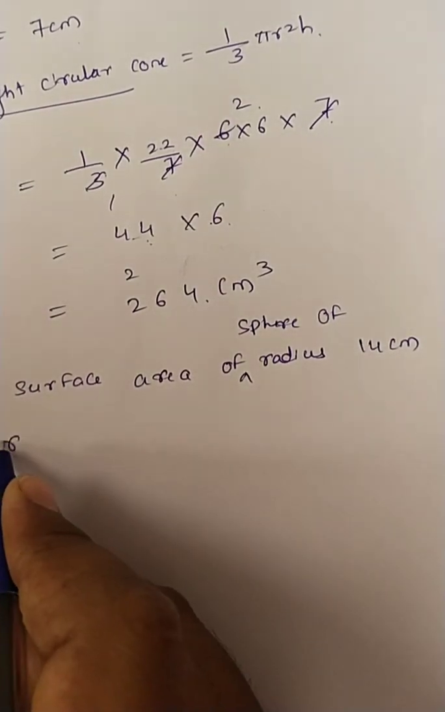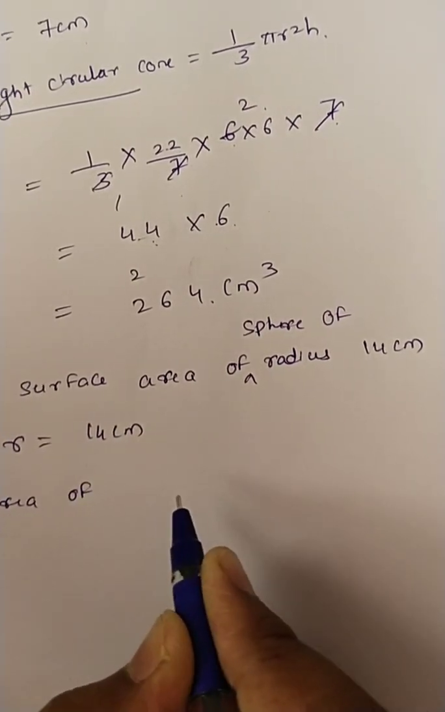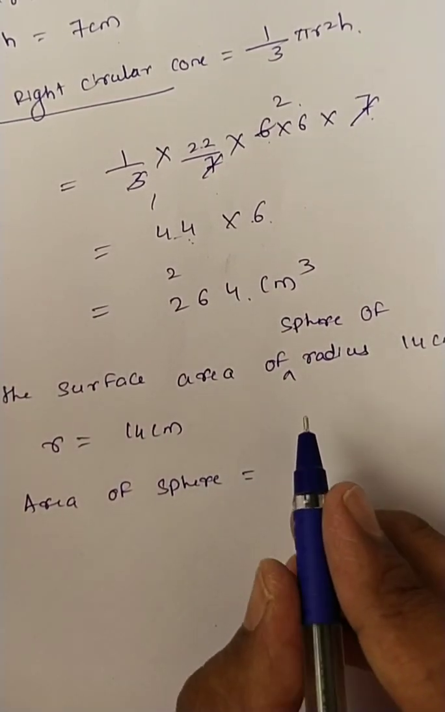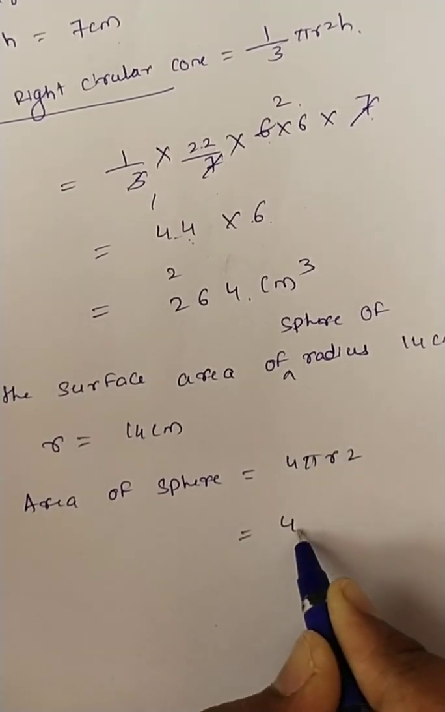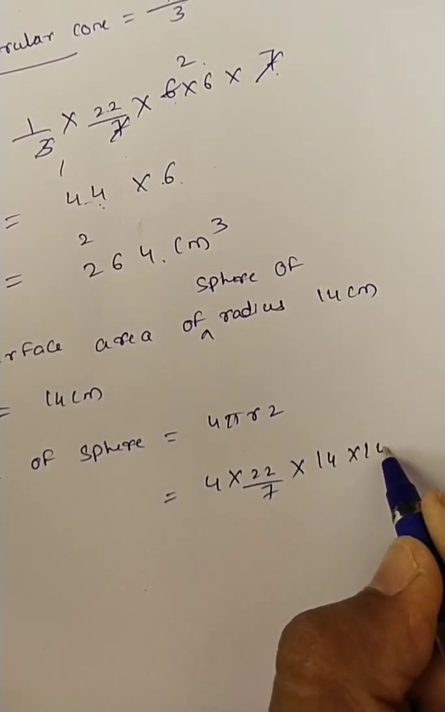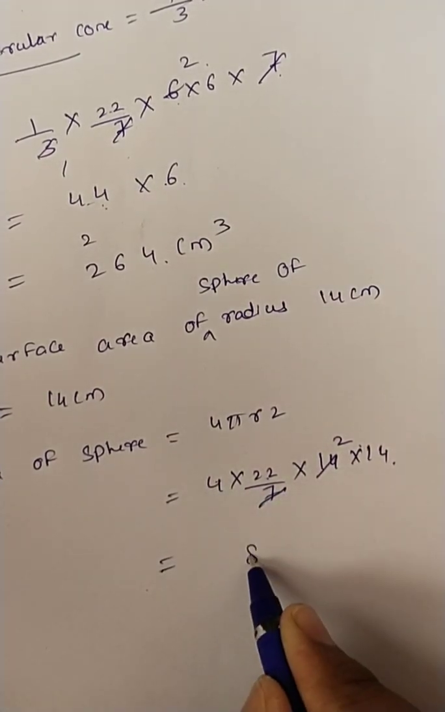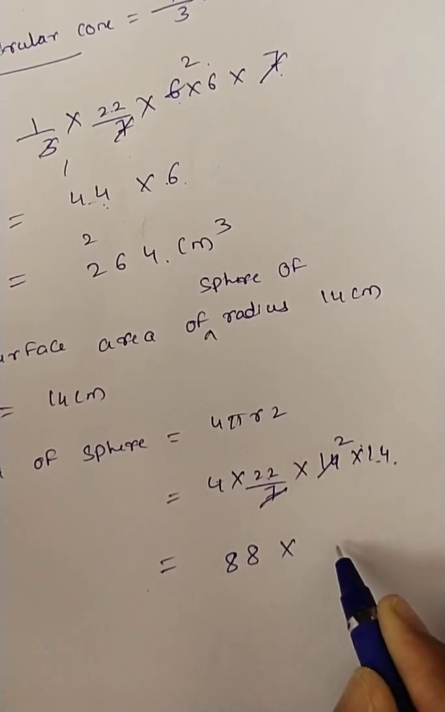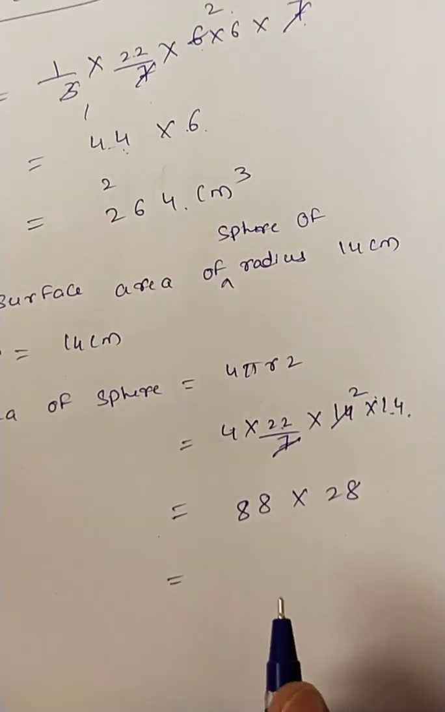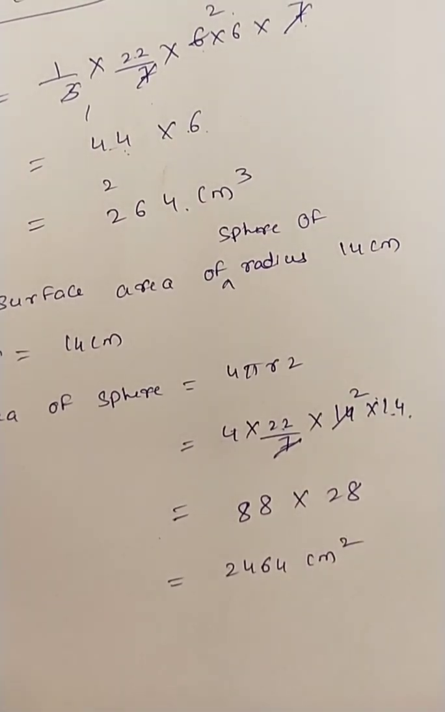So we know that r equals 14 centimeter, and for the area of a sphere you have the formula 4 pi r square. So it is 4 into 22 by 7, r square, you are getting 14 into 14. 7 ones are 7, 7 twos are 14. So 22 into 4 is 88, and 14 into 2 is 28. If you multiply 88 into 28, I am getting 2464 centimeter square.